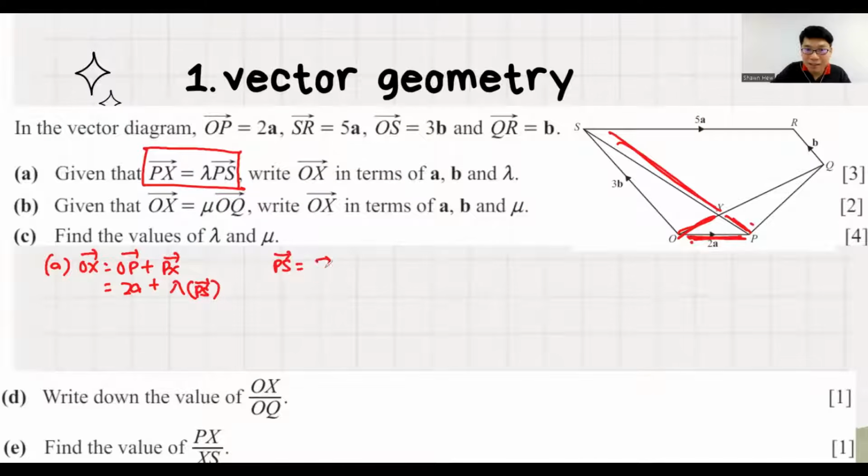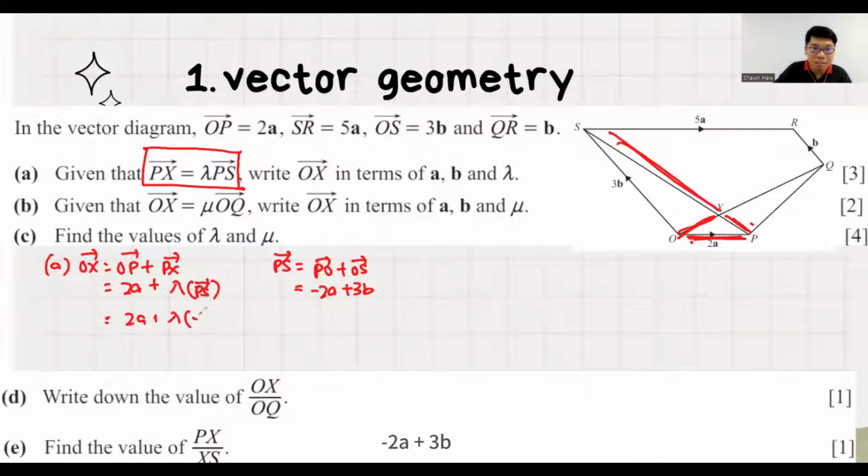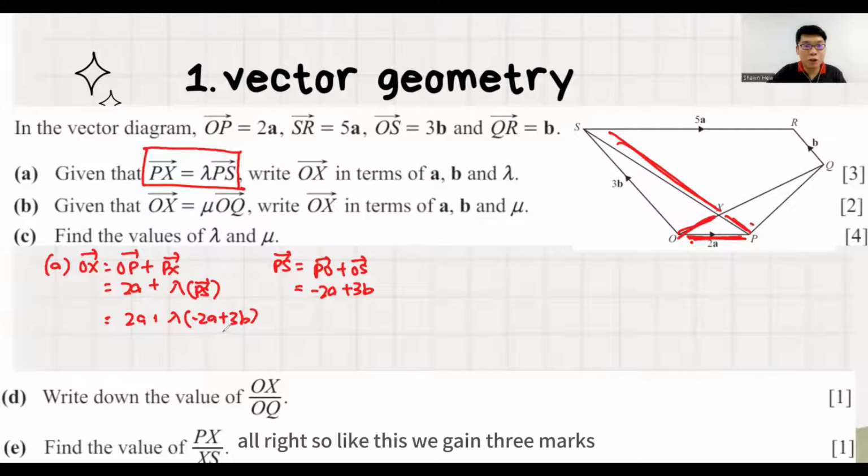The question does not directly give us PS. So PS is PO plus OS. PO we already know is the reverse of OP, minus 2A. OS is given as 3B. So this is our PS. Then we substitute in minus 2A plus 3B. All right, like this, we gain 3 marks.